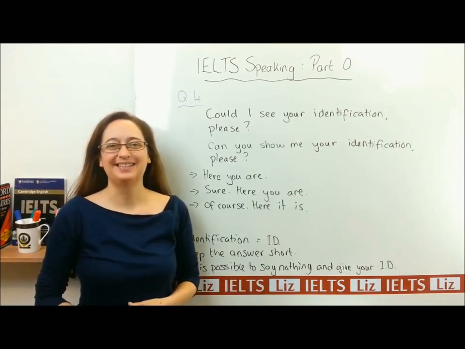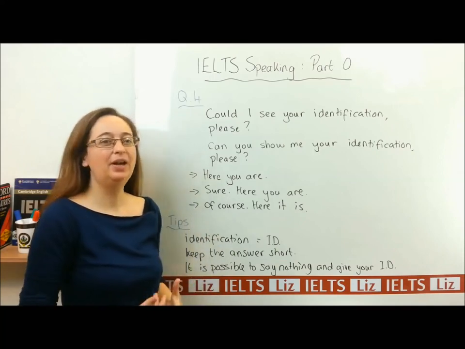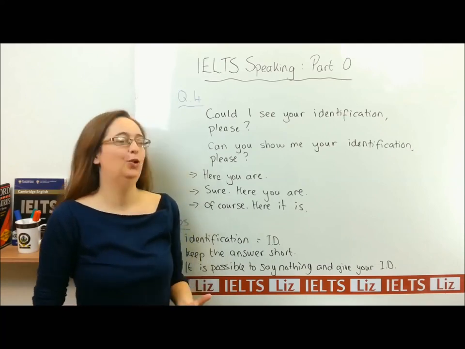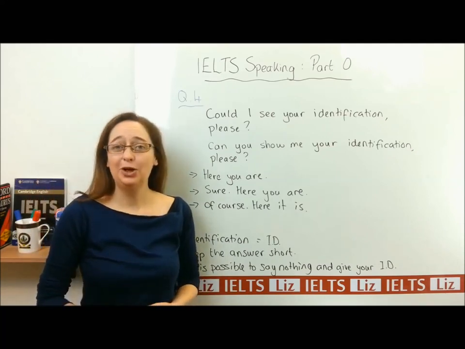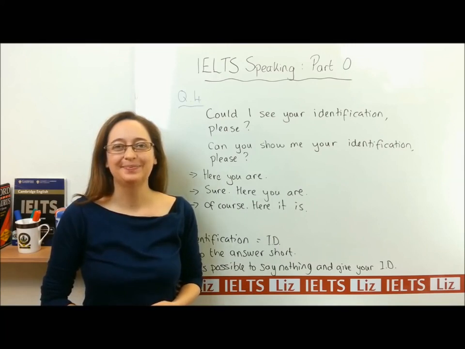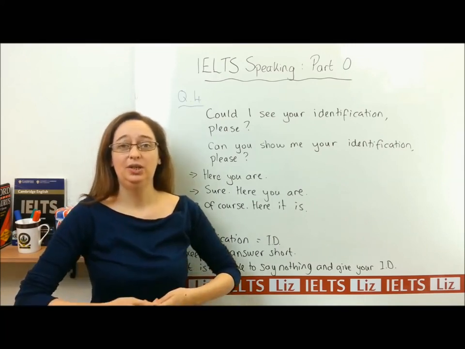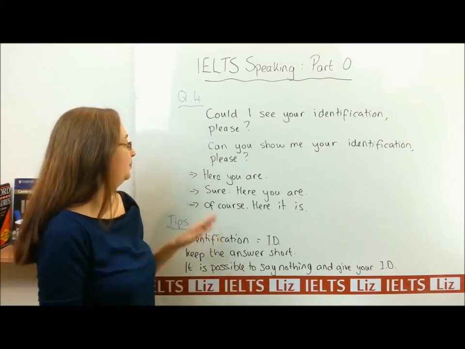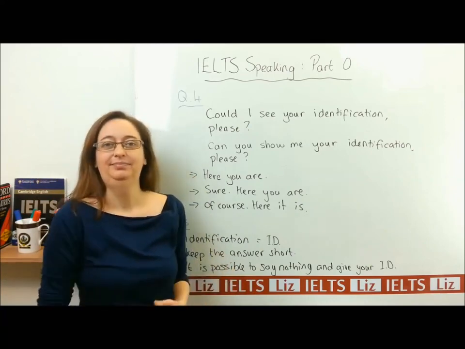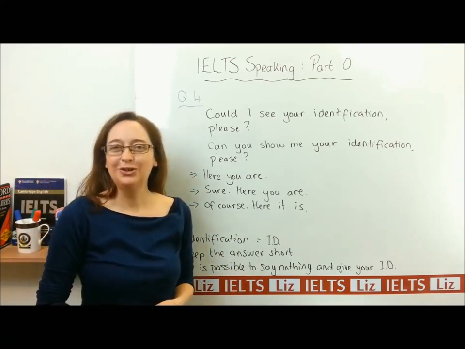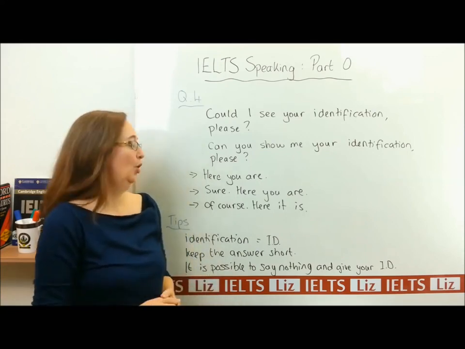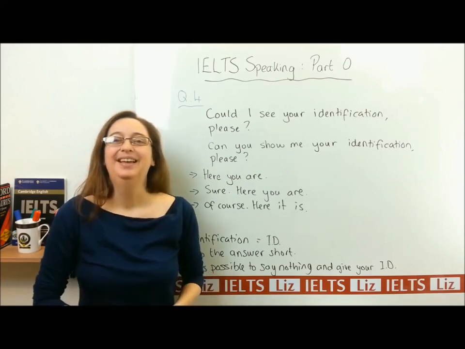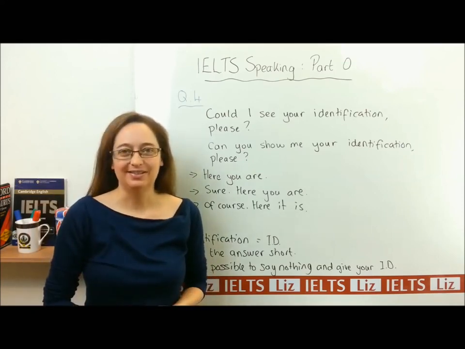And the final question, question four. The examiner will ask you, "Could I see your identification, please?" Or the examiner might say, "Can you show me your identification, please?" Now, for your answer, of course, you need to give the examiner your identification. And you can also say, "Here you are," or "Sure, here you are," or "Of course, here it is." So you can choose any of those answers.